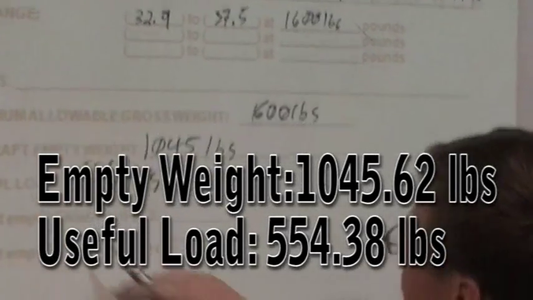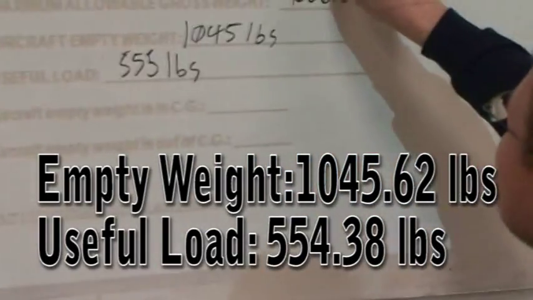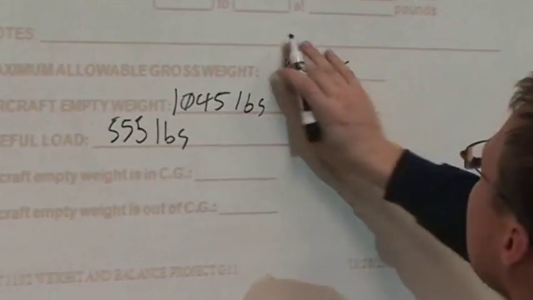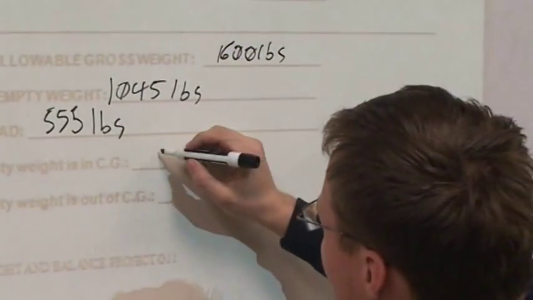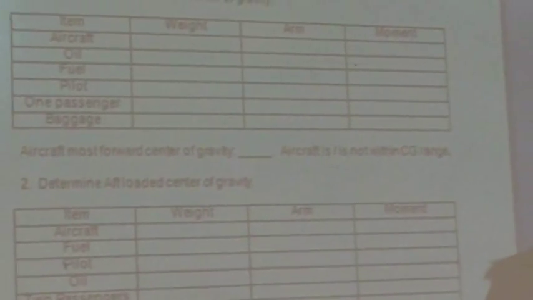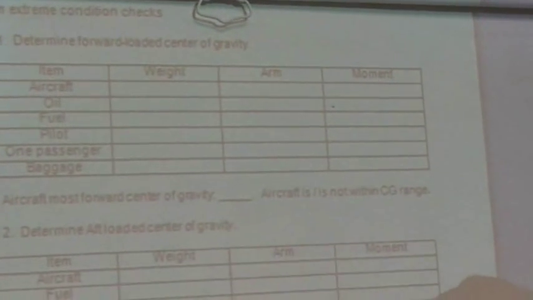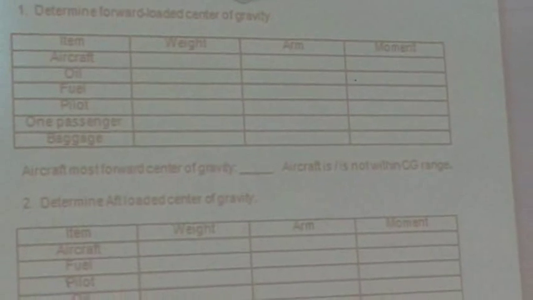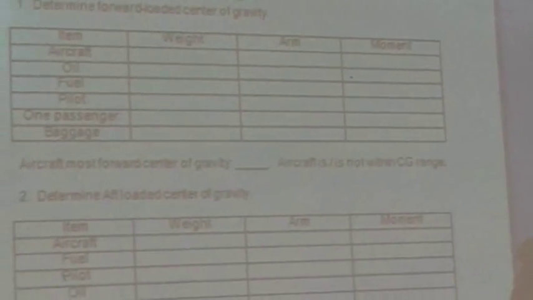Is the aircraft within the empty CG range? Yes. This is 34.09, sorry about my handwriting, which falls between the two. So it is, yes. All right, so now we're going to do our extreme conditions check. Basically, we're going to load as much weight on the front of the plane as we can to see how much we can put in the front and still be within our CG limits. Then we're going to do the same on the aft of the plane, the rear, to see how much we can put in the back and still be within your CG limits.